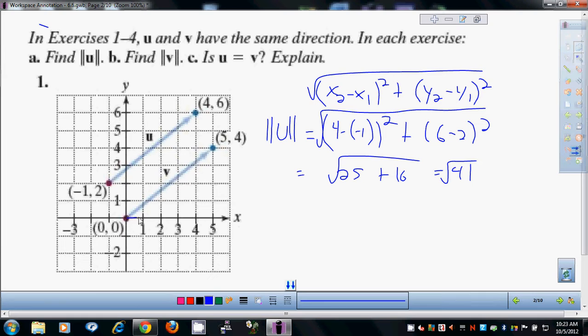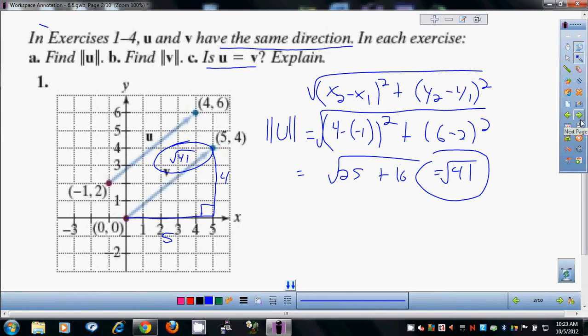This one's much simpler because it's starting at the origin. You can just count. This side is 5, this side is 4. Pythagorean theorem. And this is also square root of 41. Are my vectors equal? Yes, they have the same magnitude and they have the same direction. Therefore, they are equal.